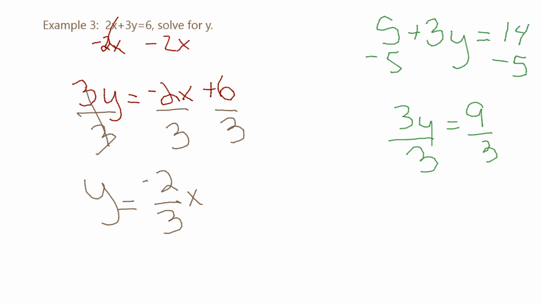And then plus 6 divided by 3, which is 2. If I would have left the whole thing over 3, you wouldn't have realized that the 6 and the 3 can be reduced. So the answer to this problem is y equals negative 2/3 x plus 2.